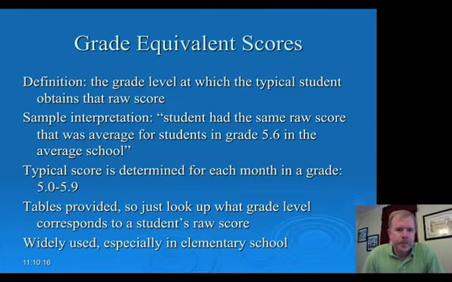Okay, so let's see if what you wrote down matches what a grade equivalent actually tells us. Grade equivalent score is the grade level at which the typical student obtains the raw score. Well, what does that mean? So we often hear that the fourth grade student had the same raw score that was the average for students in the grade 5.6 in some average school. Well, you're probably still sitting there scratching your head saying, well, what does that mean?